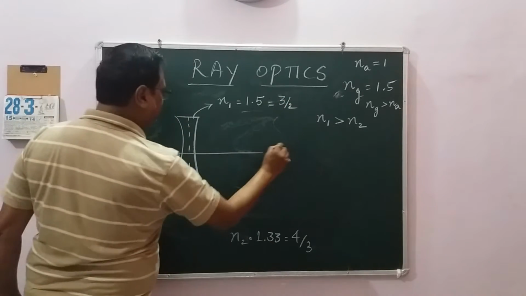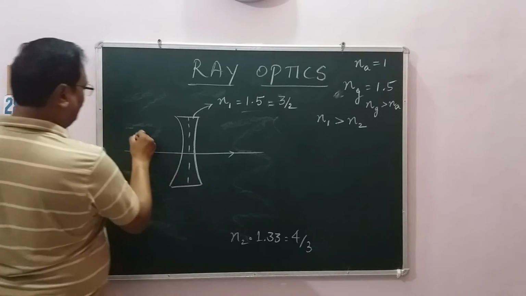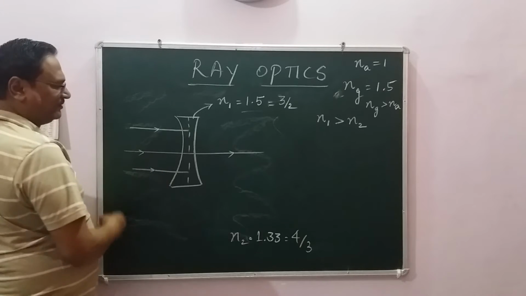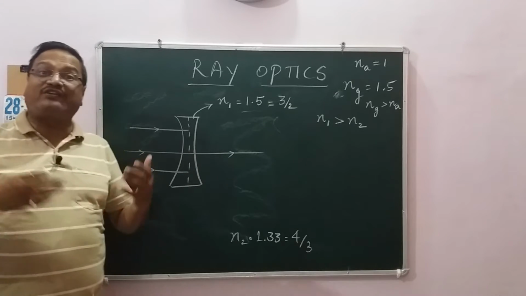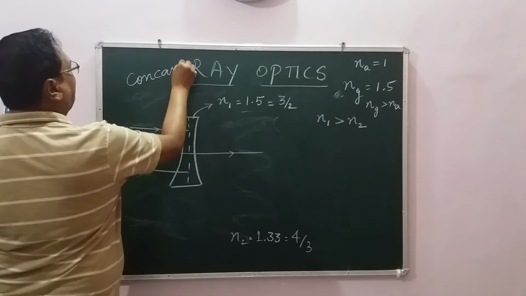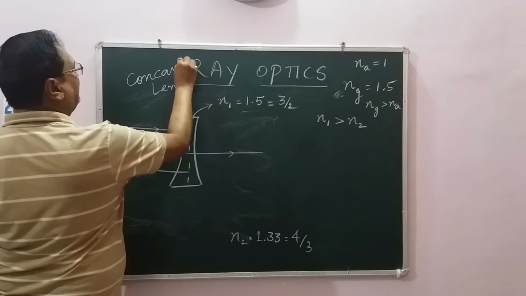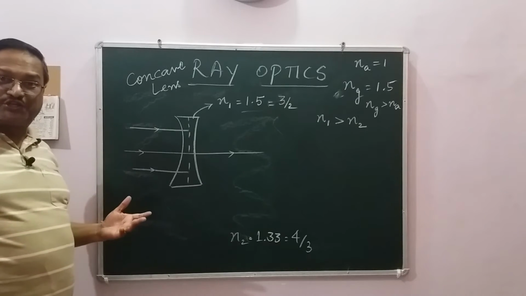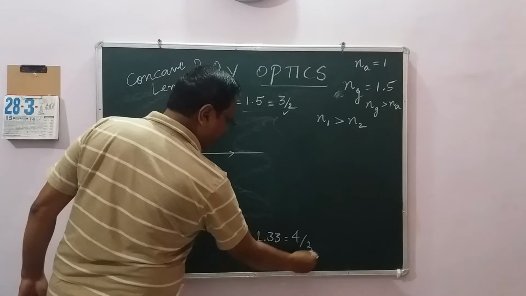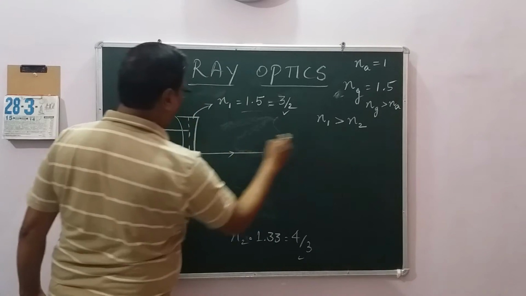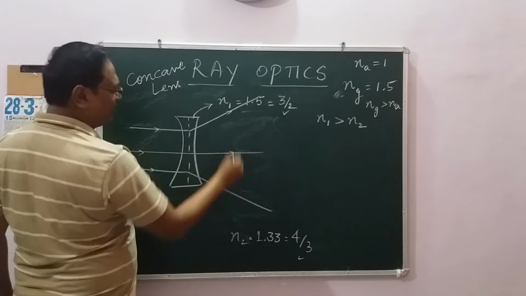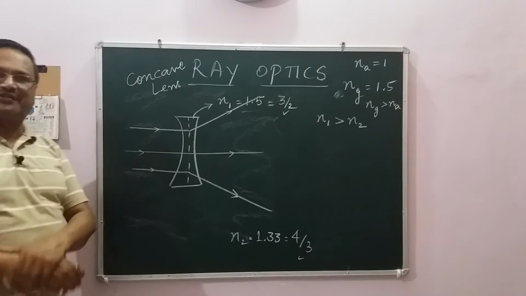Take a principal axis, and now take a ray parallel to the principal axis. What will happen? What does the concave lens usually do? The lens I have taken is a concave lens. It diverges the ray. Now this is 3 by 2 and this is 4 by 3, so n1 is greater than n2. It will diverge because it is satisfying the normal condition.